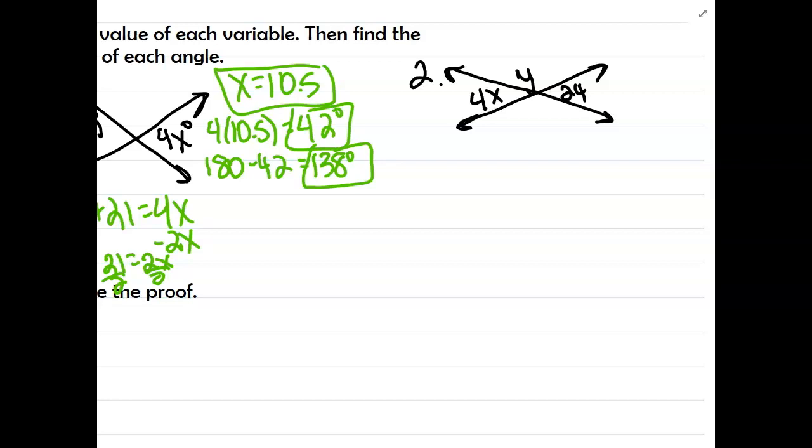Okay, so I have two variables to find this time. I have an x and a y. So let's start with x. How could I find the value of x? These are vertical angles, which means they are congruent. So 4x equals 24. Divide by 4, we should get x equals 6. There's one of my variables. Now, if x equals 6, how can I find y?